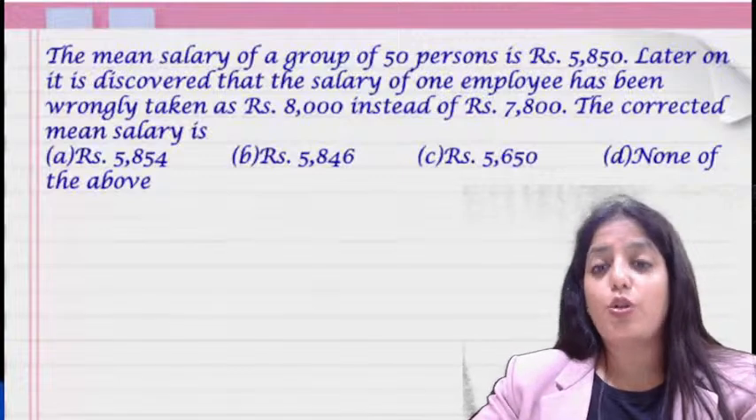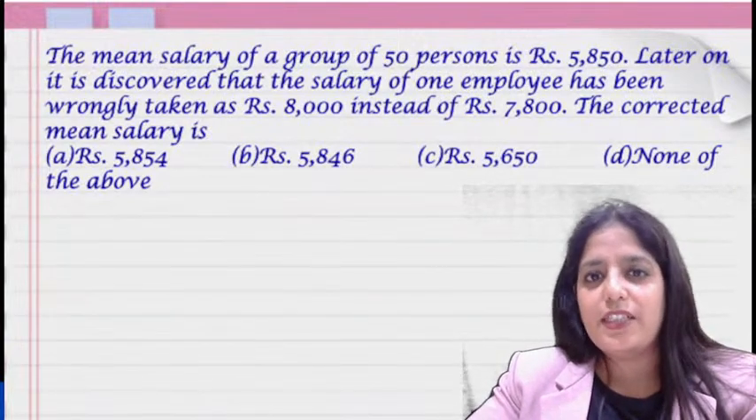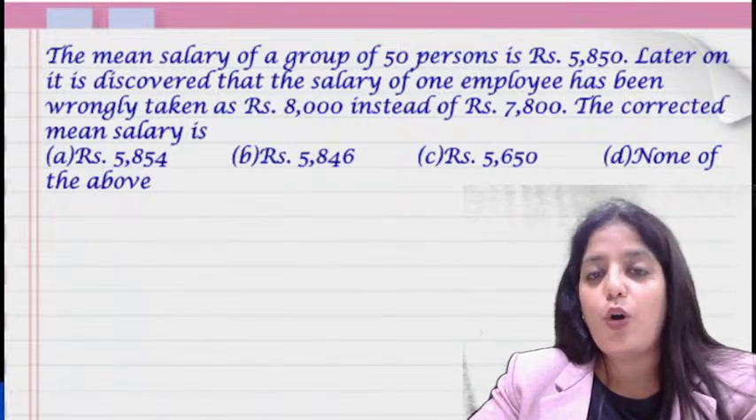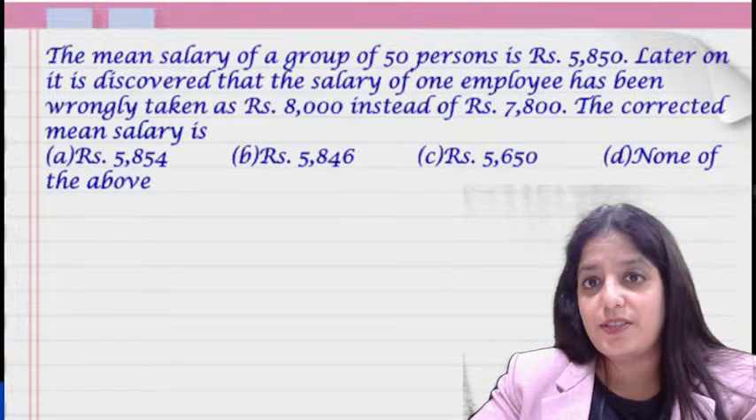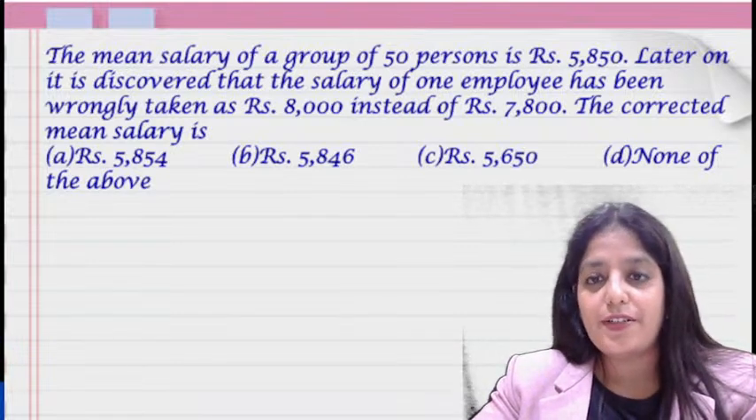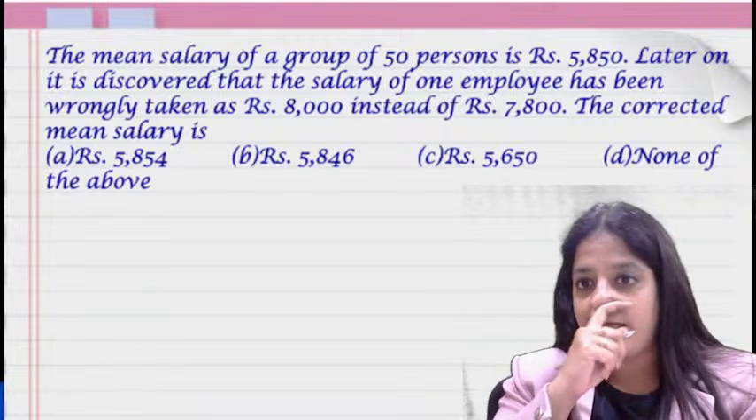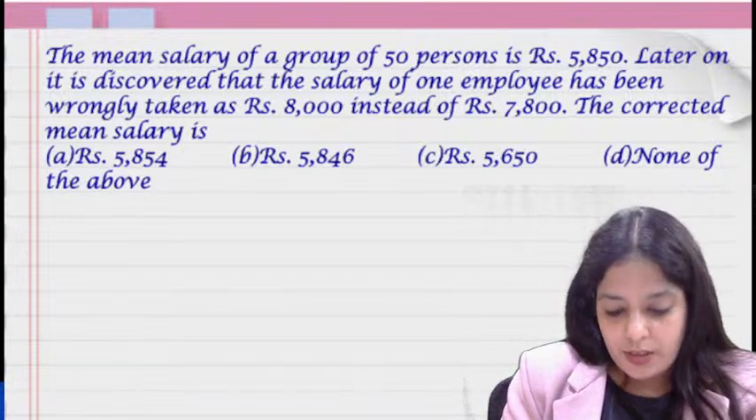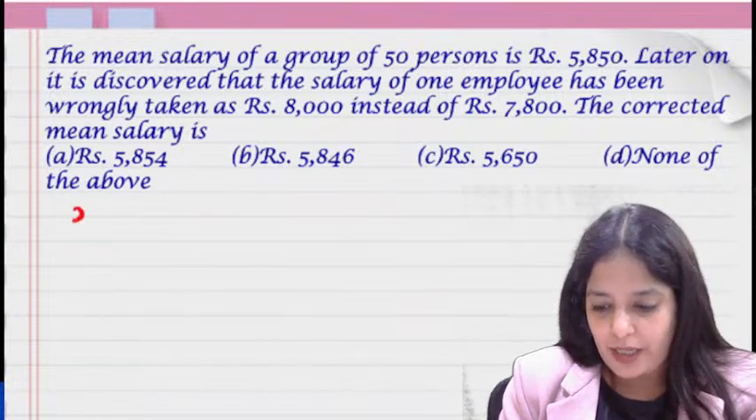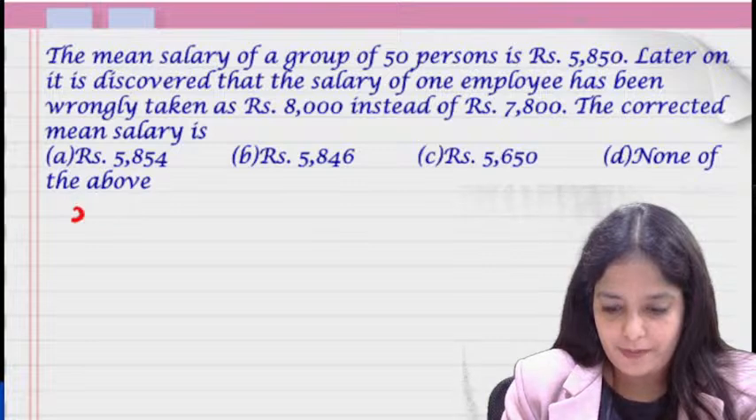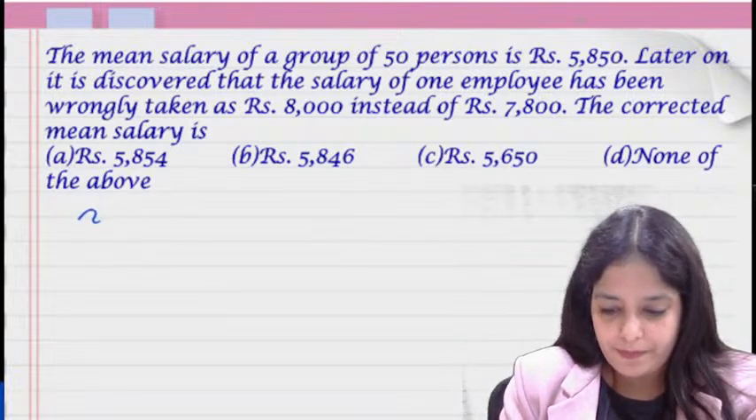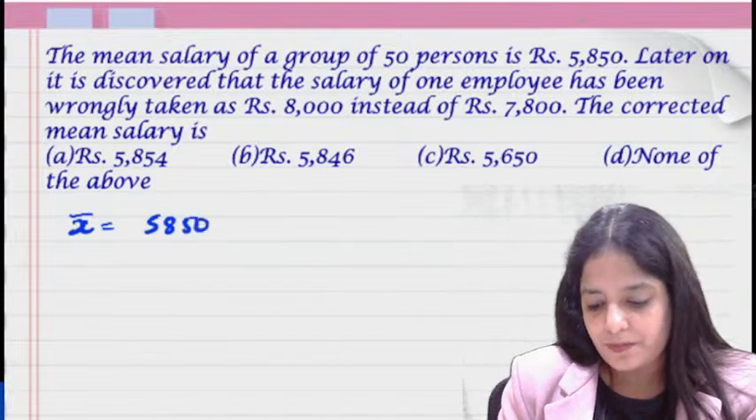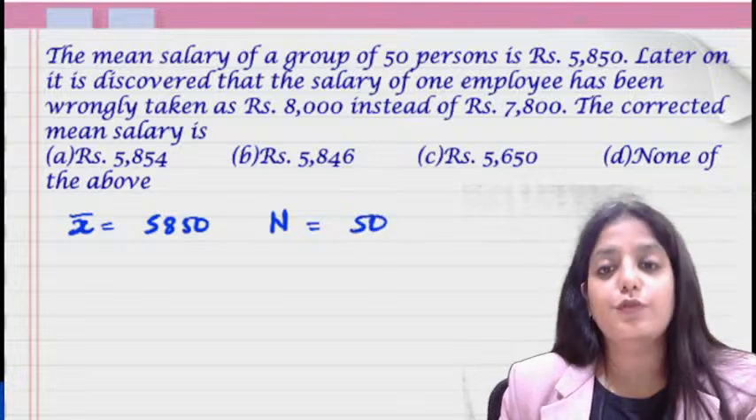Now this pattern is also very common because it's again very easy to solve. What is the question saying? The mean salary of a group of 50 persons is rupees 5,850. Again, same thing they are saying. We have mean, that is x bar, as 5,850 and n is equal to 50.